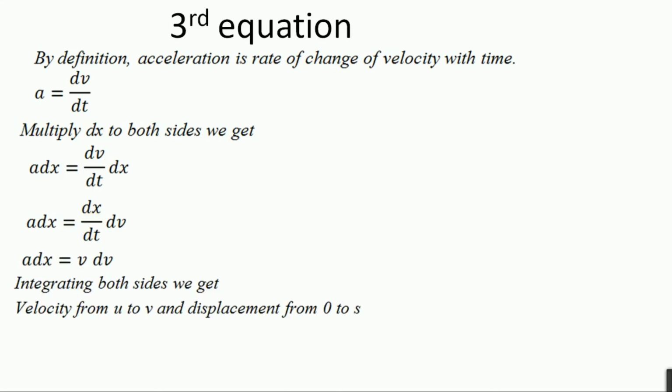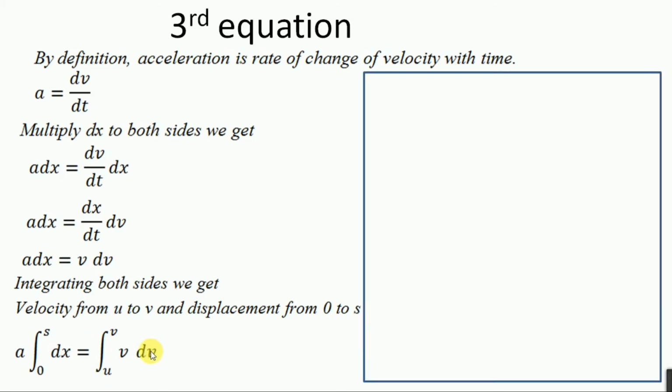Now we'll integrate both sides. I'll take the limit of velocity from u to v, and the limit of displacement from 0 to s. So a is constant and it will come out. The limit here is from u to v, and I cannot take v outside because we are integrating with respect to v only. So the integration of dx is x, and the integration of v to the power 1 is v square by 2, with limits 0 to s for x and u to v for v.